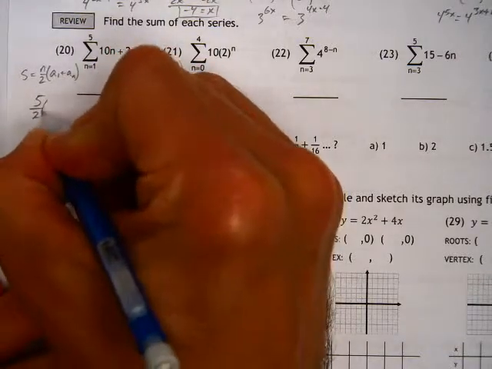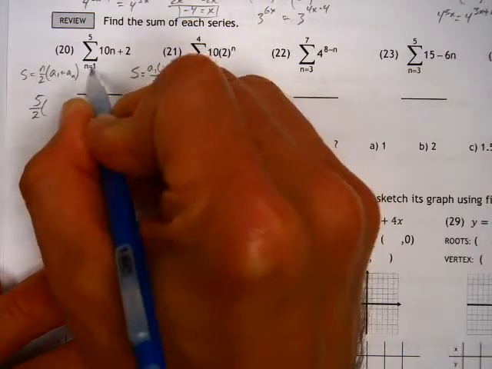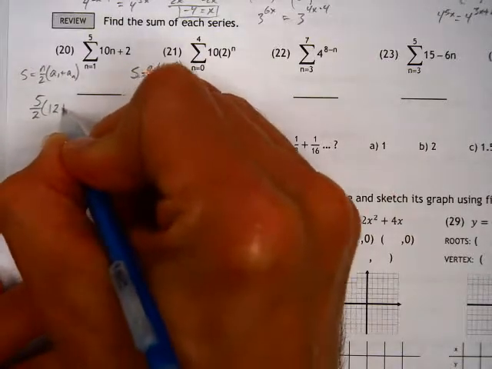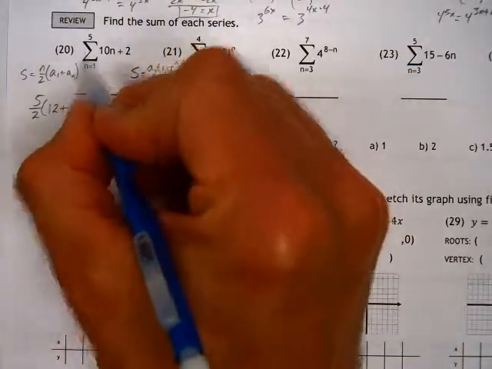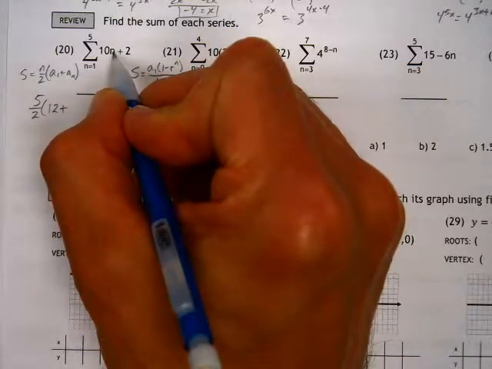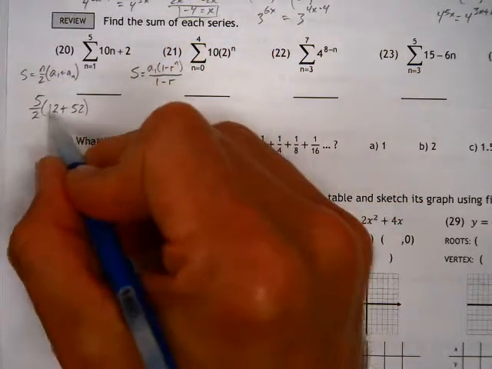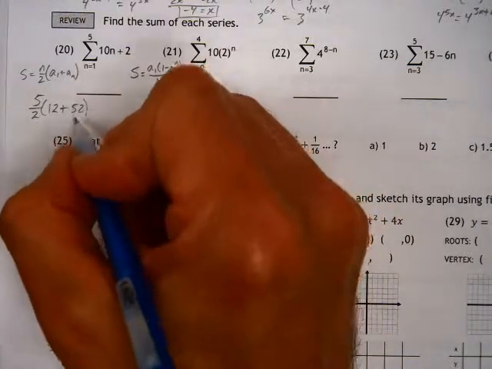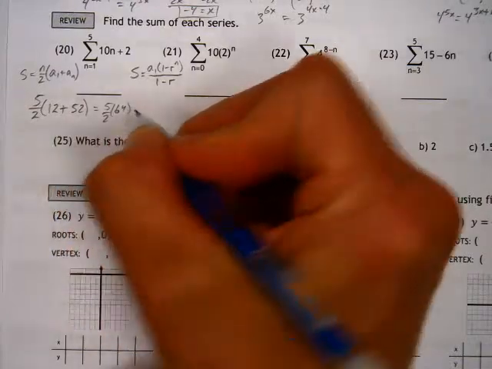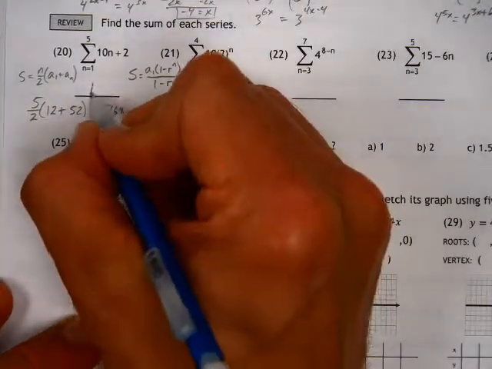So I got 5 over 2, and then a sub 1 is found by plugging 1 into the equation. Plug in 1, I got 10 times 1, which is 10, plus 2, which is 12, plus the last term, and I find the last term by plugging in the top number. 10 times n, or 5 in for n, 10 times 5 is 50, plus 2 is 52. So you take the 12 plus 52, that's 64. 5 over 2 times 64 is 32 times 5, which is 160.